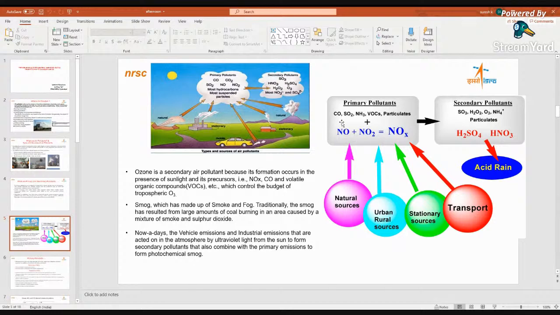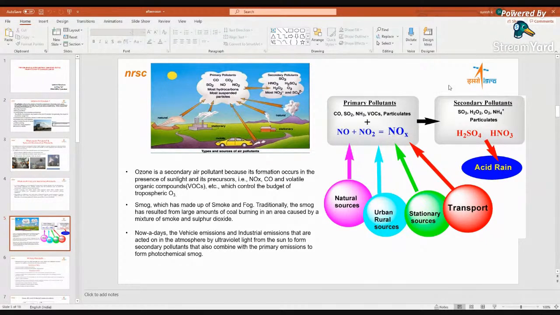And carbon monoxide also comes from transport and biomass burning. When forest fires occur, they release a huge amount of carbon monoxide. Power plants emit most of the sulfur dioxide. So these you can call primary pollutants, that is, they are directly emitted from the source.